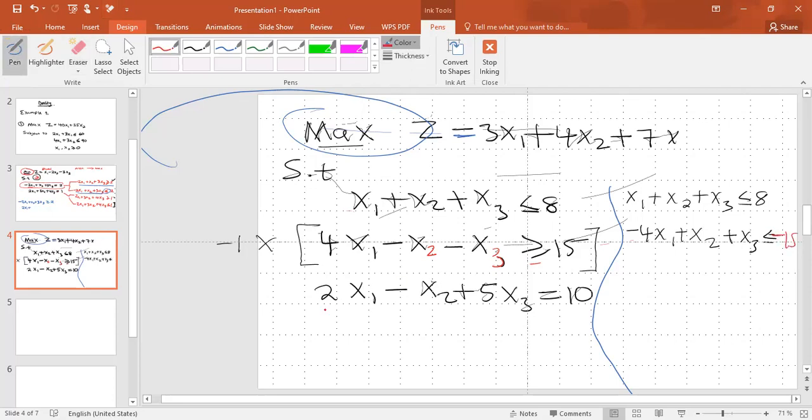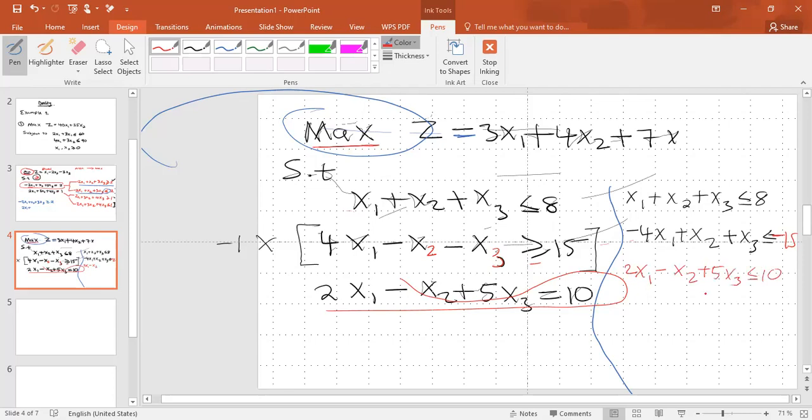Then the equality constraint. Nothing will change, it will just follow the first one. Since this is maximizing, you begin with a less than: 2x1 minus x2 plus 5x3 less than or equal to 10.